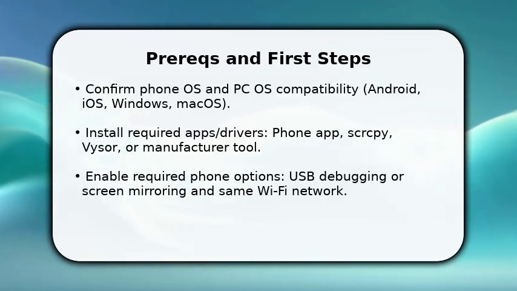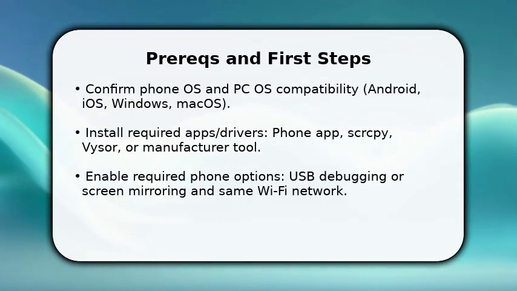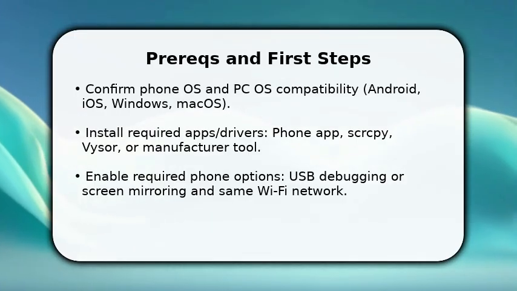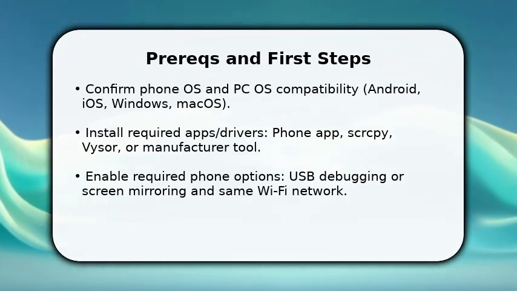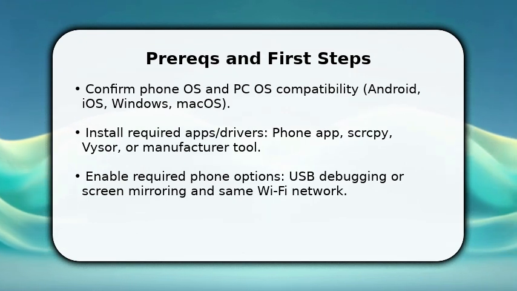Next, install the client on your PC and the companion app, or enable the built-in feature on the phone. Finally, enable USB debugging or screen mirroring and connect to the same Wi-Fi or use USB. Once done, you're ready to initiate the connection.